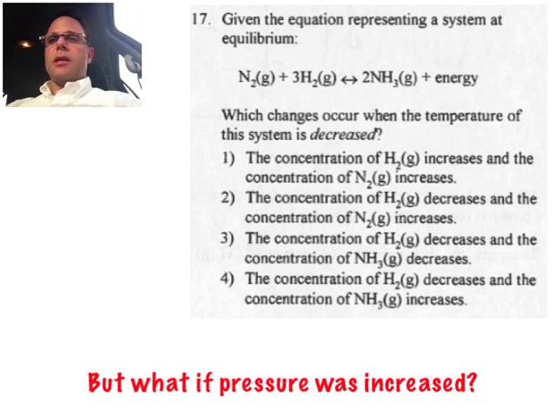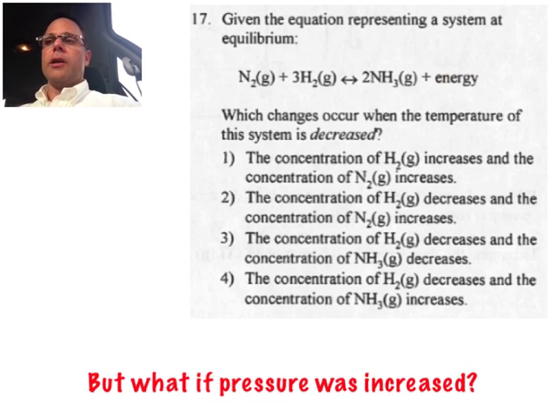Alright, number 17. Given the equation representing a system at equilibrium, here we have, once again, 1 mole of nitrogen gas, 3 moles of hydrogen gas, in equilibrium with 2 moles of ammonia gas. This time energy is being identified, unlike the last question, and because energy is on the right side, it suggests that energy is being released. We need to identify that it is now separate. It is going away. It's exothermic.